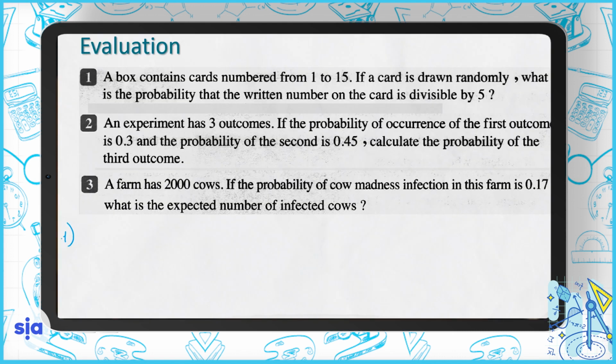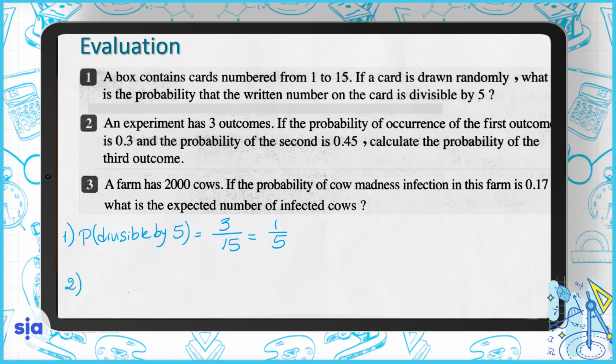Question number 1. A box contains cards numbered from 1 to 15. If a card is drawn randomly, what is the probability that the written number on the card is divisible by 5? So here, the probability of getting a number that is divisible by 5 is, you tell me now, how many numbers are divisible by 5? The 5 is divisible by 5, the 10 and the 15. So there are 3 numbers divisible by 5 over the total number of cards, which is 15. So the probability is 1 over 5.